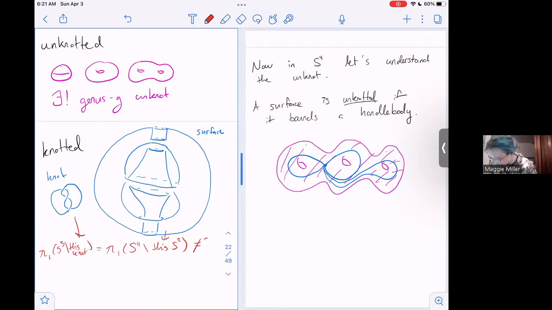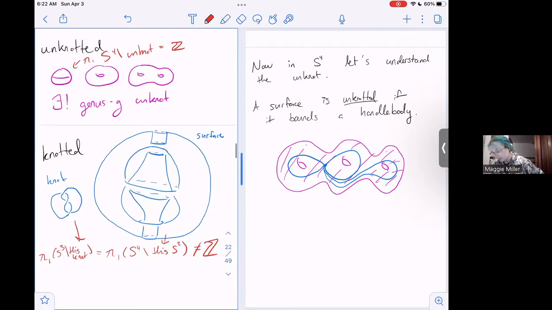which is not Z. Whereas pi1 of S4 minus the unknot equals Z. So this two-sphere is strictly knotted. It does not bound a ball. So the problem in this dimension is that in any sense of the word, just objectively, this particular two-sphere is the smallest non-trivial knotted surface in S4.